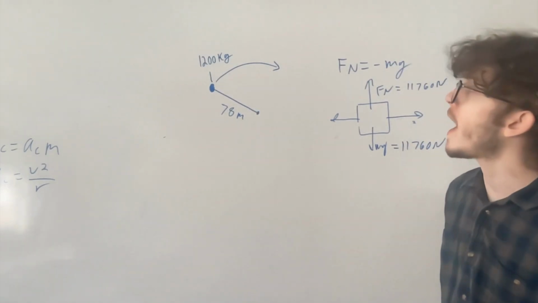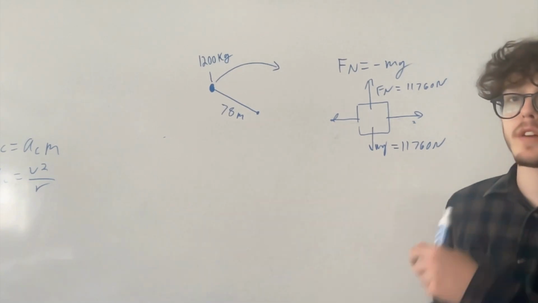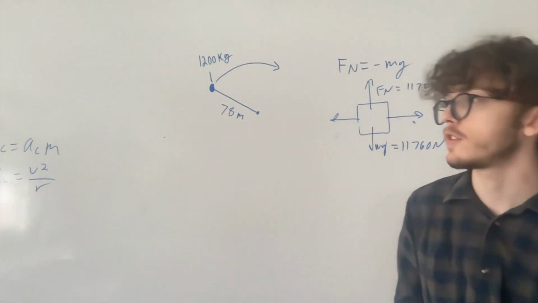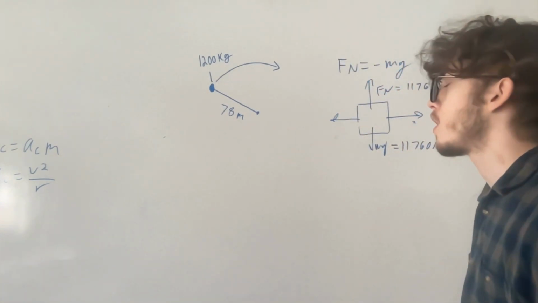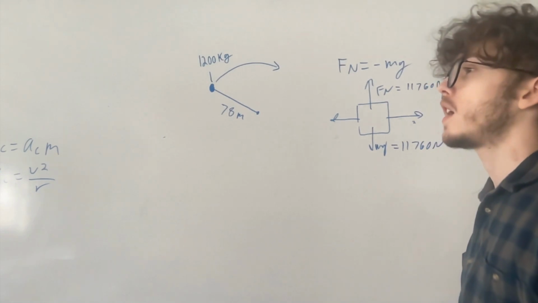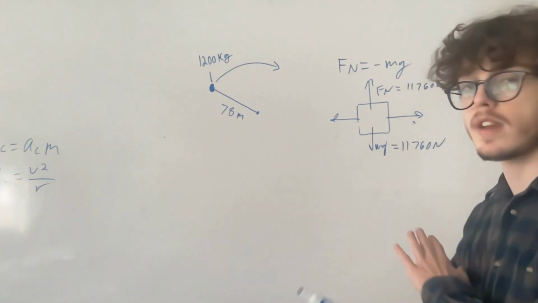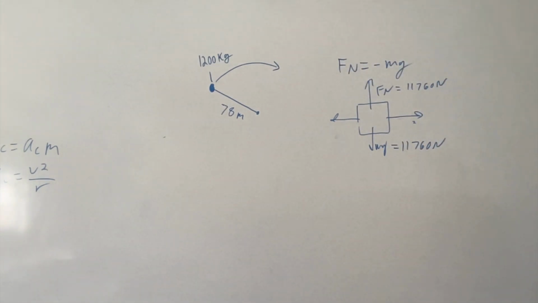In this problem, we have a 1,200 kilogram car going around a corner 78 meters away from the apex. We are asked to find the speed at which the car is traveling, and can we solve for this in a way that mass does not matter in our equation? Some important ideas: we need to define our free body diagram.